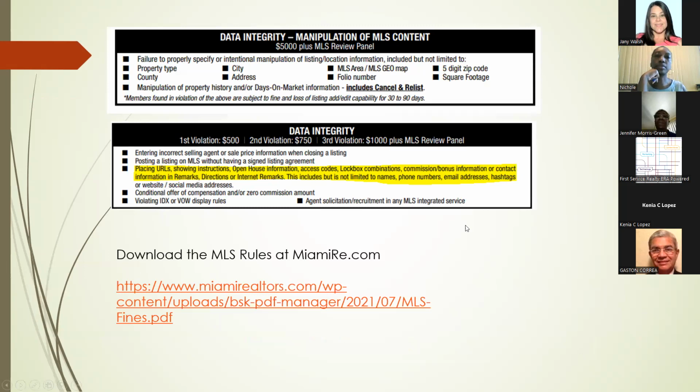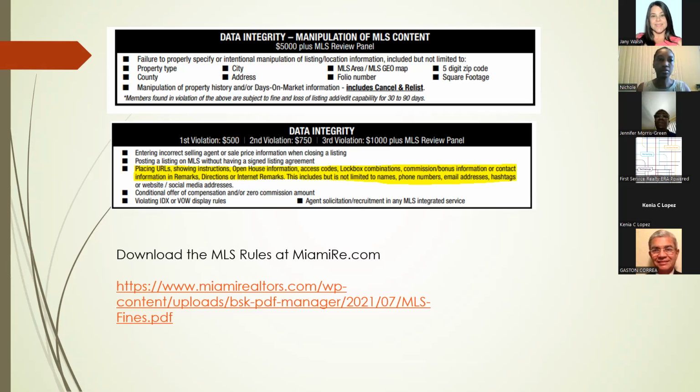Here's some of the stuff that I've taken from the actual Miami RE board. As you can see here, data integrity. These are the things that you will get fined for, okay? So when we're putting in a listing, we want to make sure that you're putting in the right information from the tax roll. You don't want to ever manipulate the zip code because you feel that a certain zip code is more desirable than another. That is a violation. The folio number, obviously, you want to have the correct folio number.